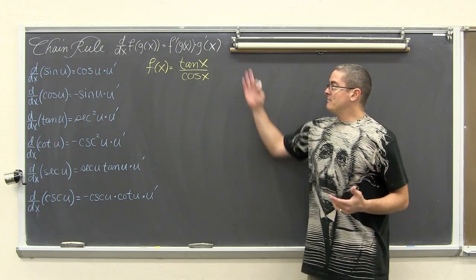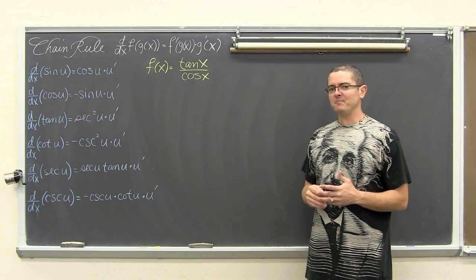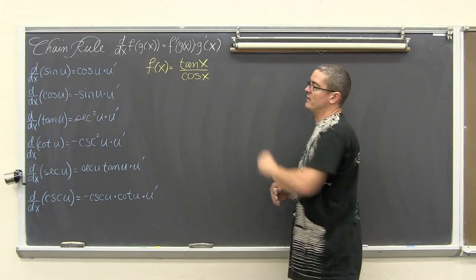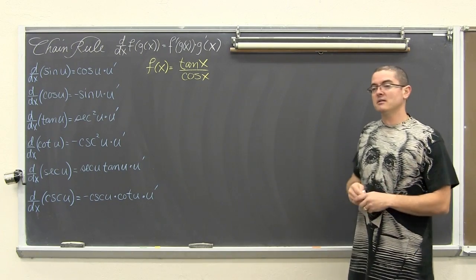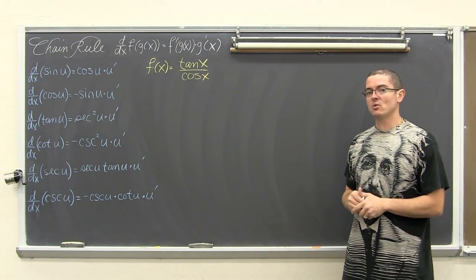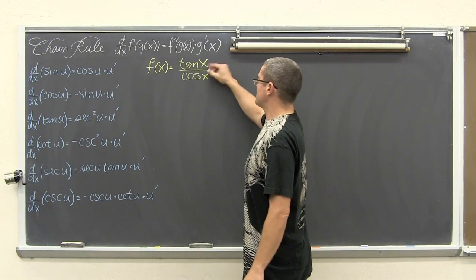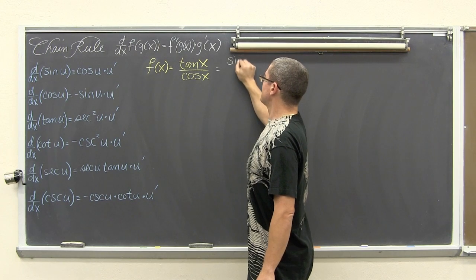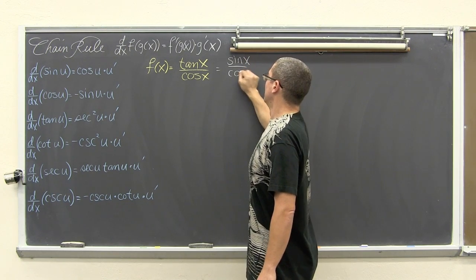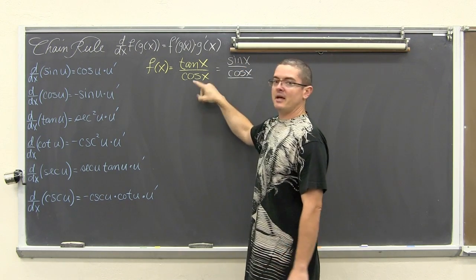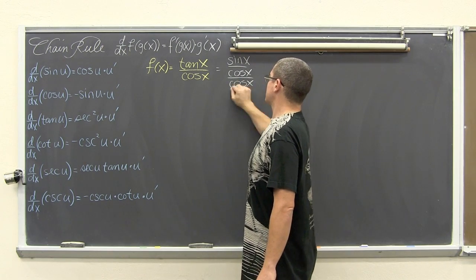So we're going to go ahead and make this look a little bit different. If you'd like to leave it or find the derivative in this format, perfectly fine. Give it a shot, see if you get the same answer I do, or if you can make your answer match mine. But we're going to make the tangent equal to the sine of x over the cosine of x, and the denominator cosine of x over 1.